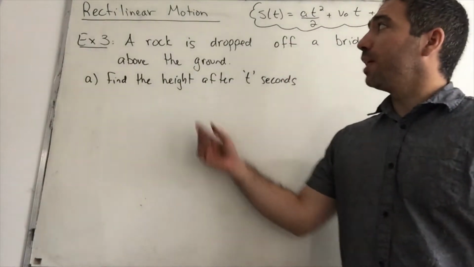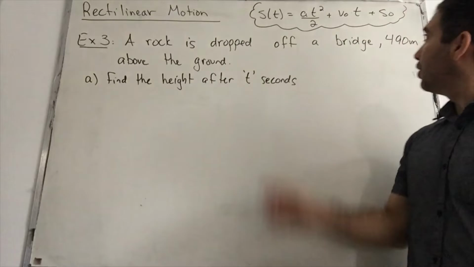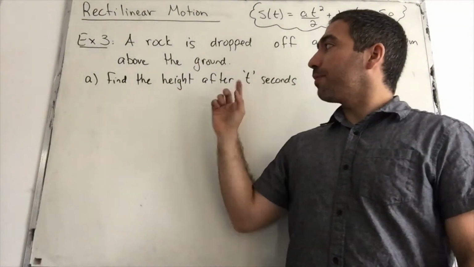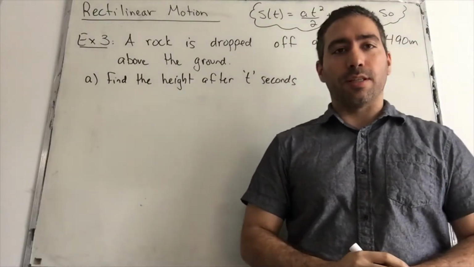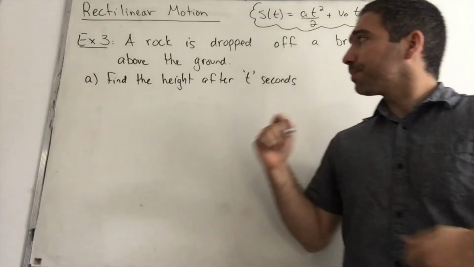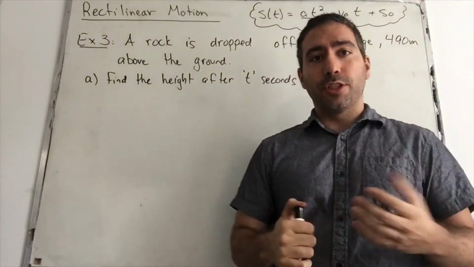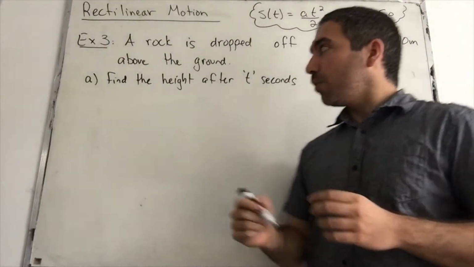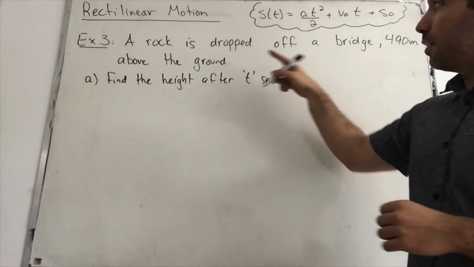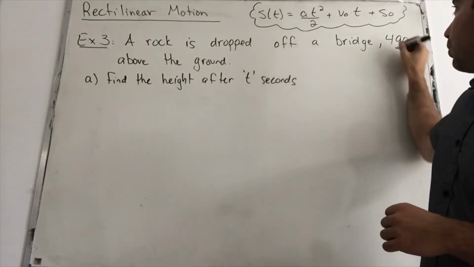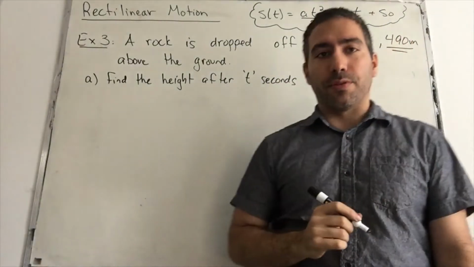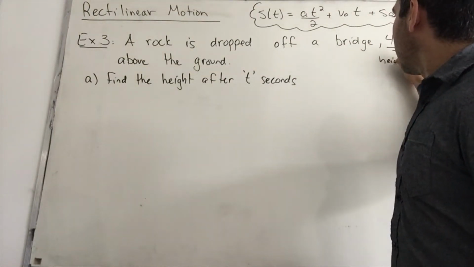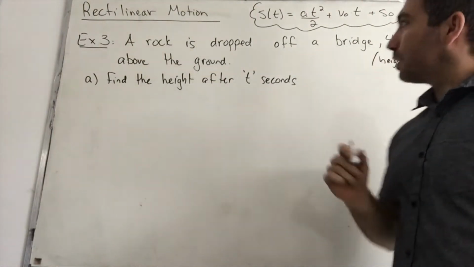So in this example over here, we have a rock which is dropped off a bridge 490 meters above the ground. So we drop our rock. We want to find the height after t seconds. So let's go ahead and do that. The height is essentially the position. We want to find the position after t seconds, but we don't have much information. All we know is that it's dropped off a bridge which is 490 meters above the ground. That's the height of the bridge. So we have h, height, but that seems to be it.